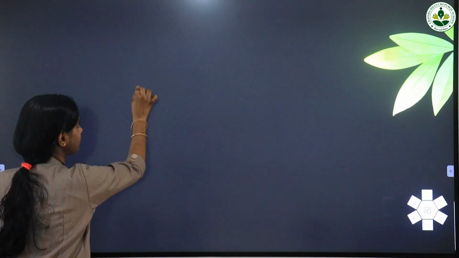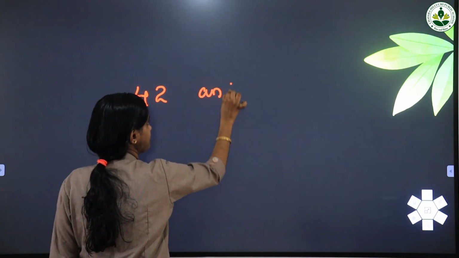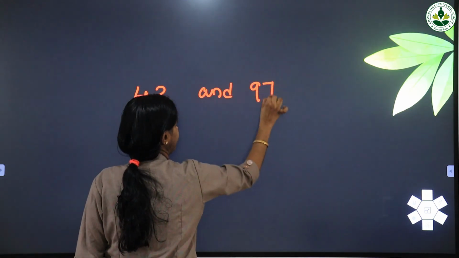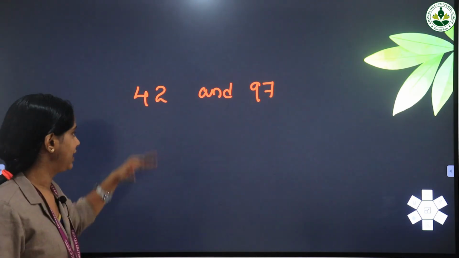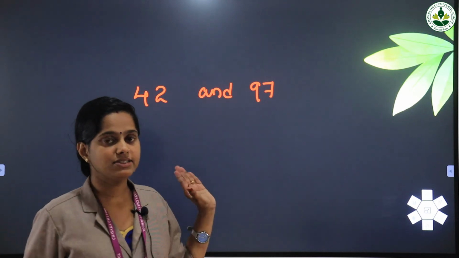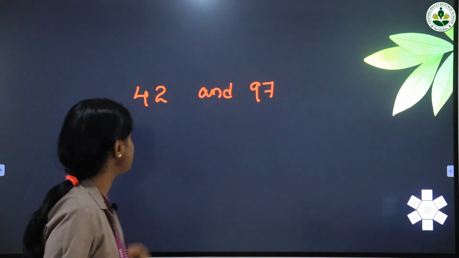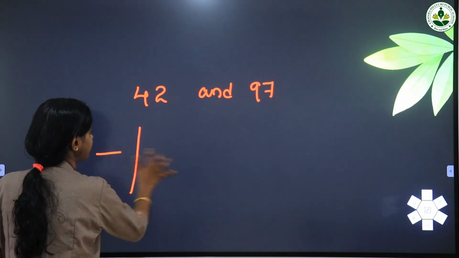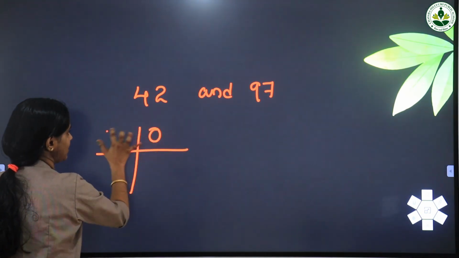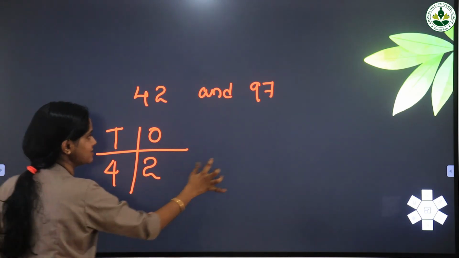Another example. 42 and 97. Compare 42 and 97. From this, find which is the greatest and which is the smallest number. For this, first we place the digits in the place value chart. How many tens? 4 tens and 2 ones.